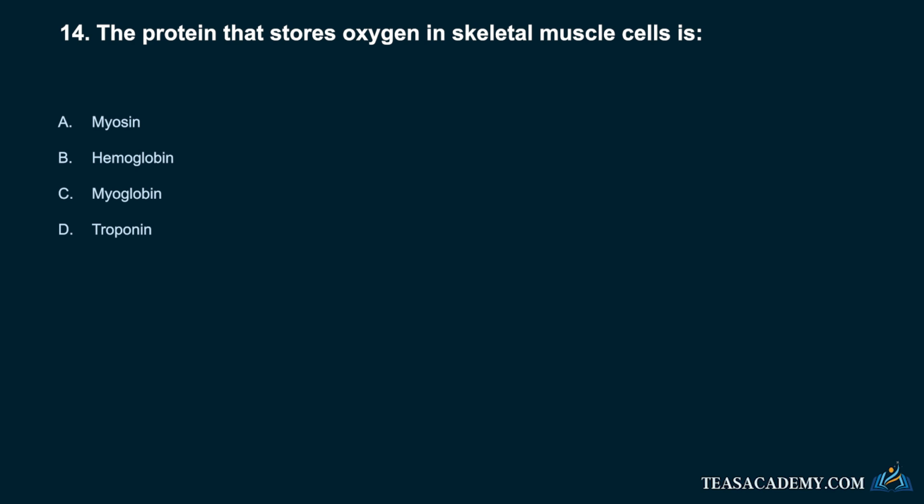14. The protein that stores oxygen in skeletal muscle cells is: A. Myosin, B. Hemoglobin, C. Myoglobin, D. Troponin.